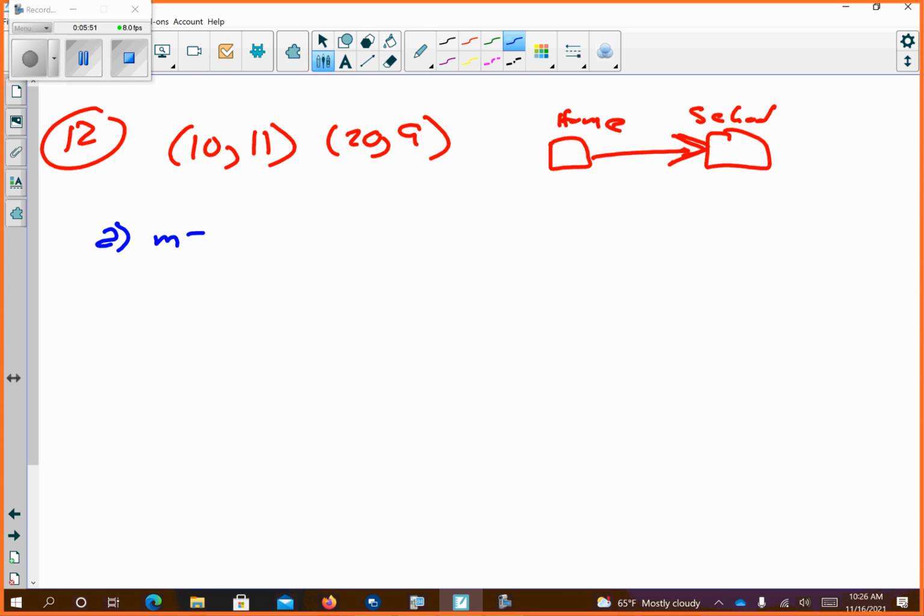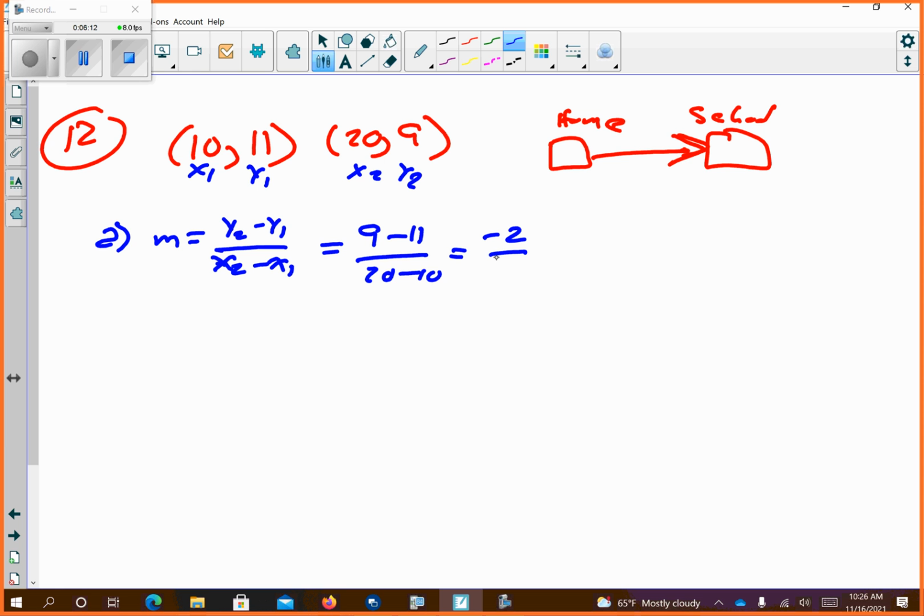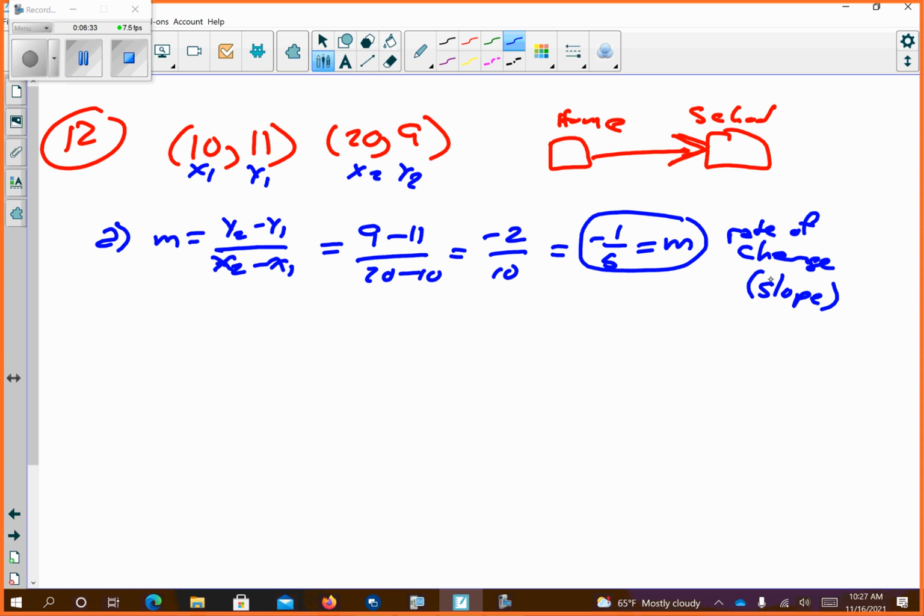The first thing I'm going to do is find the slope. I'm going to label this x1, y1, x2, y2. So we have 9 minus 11 and 20 minus 10. So that's negative 2 over... did I do that right? 9 minus 11, negative 2. 20 minus 10 is 10. So I'm going to reduce this fraction. So this is basically his rate of change. By definition, that is the slope. Okay, so far we know that.